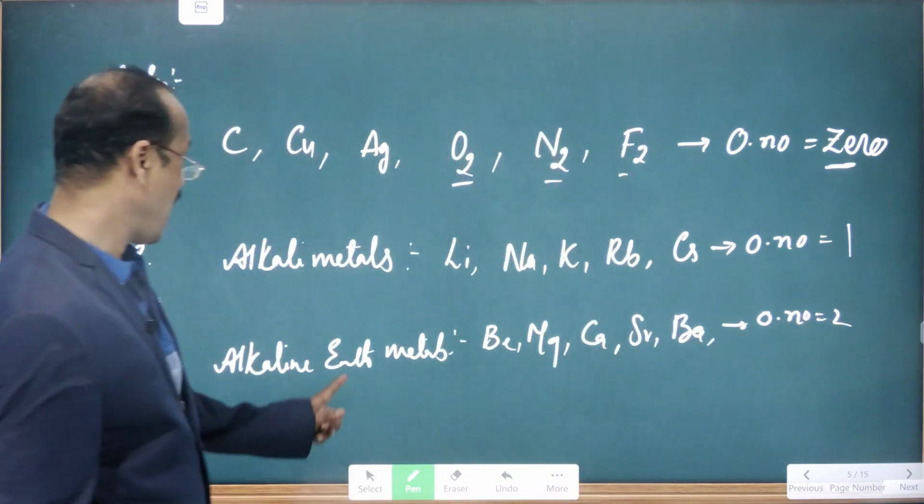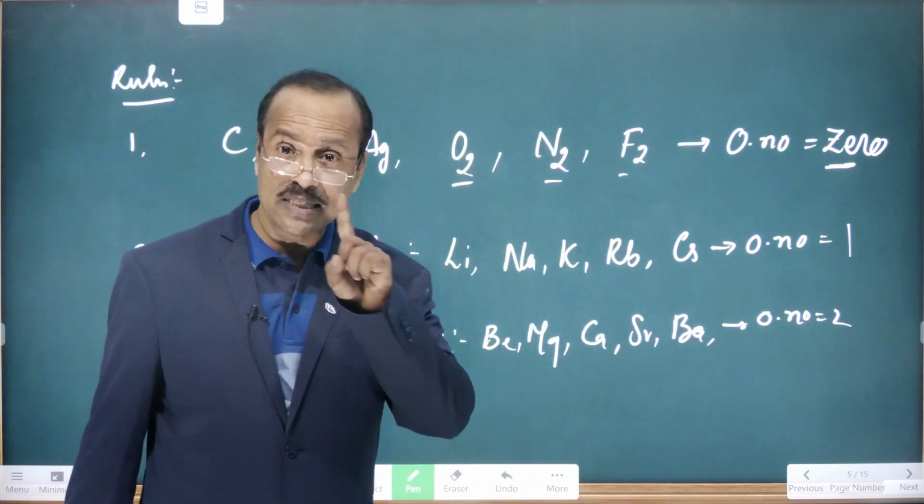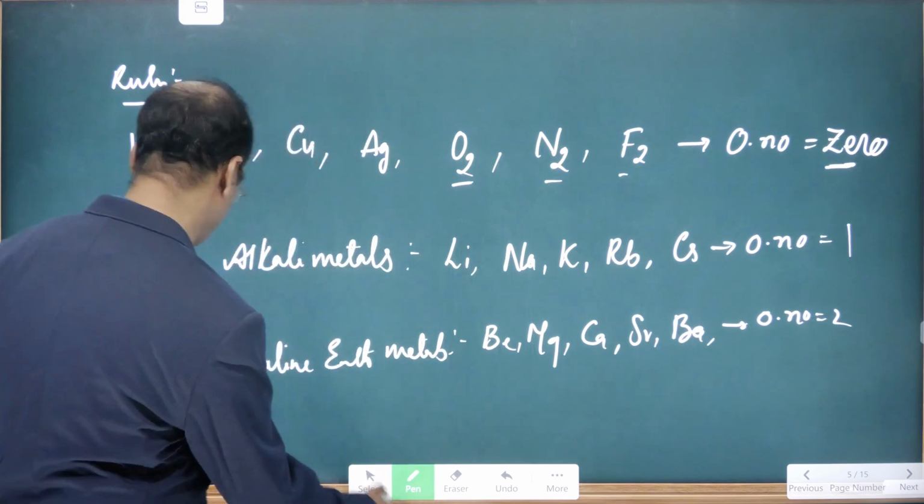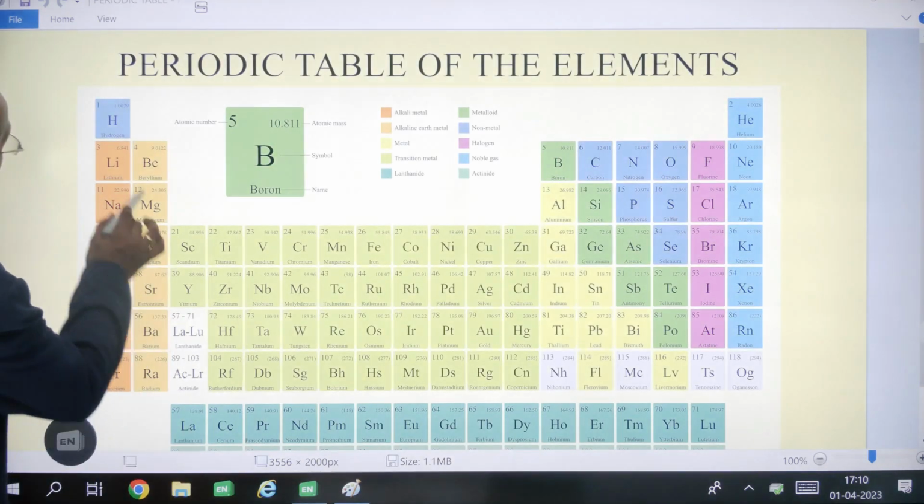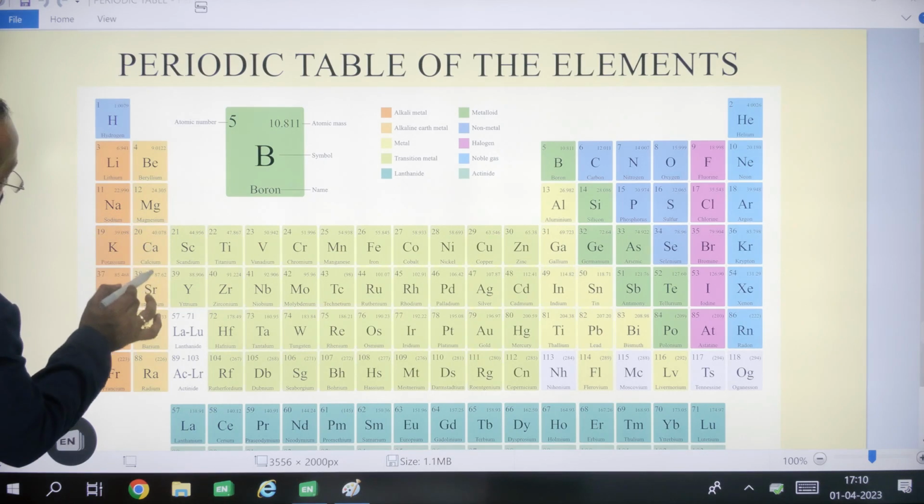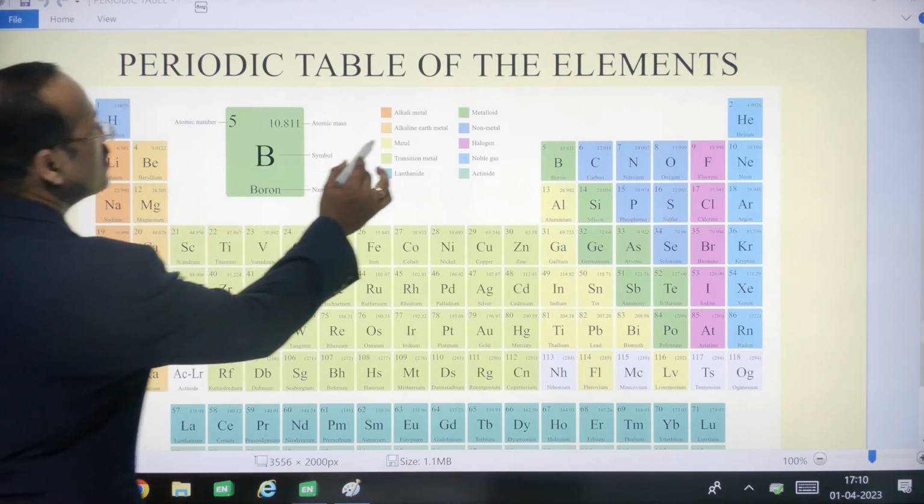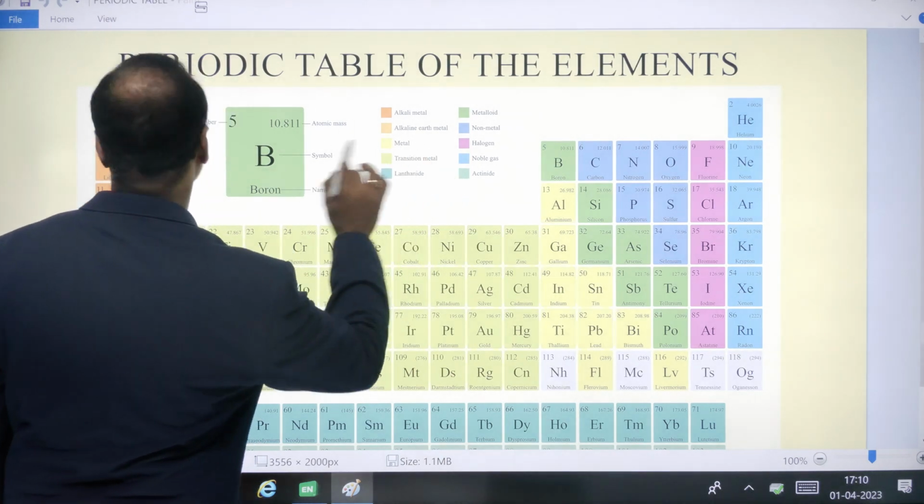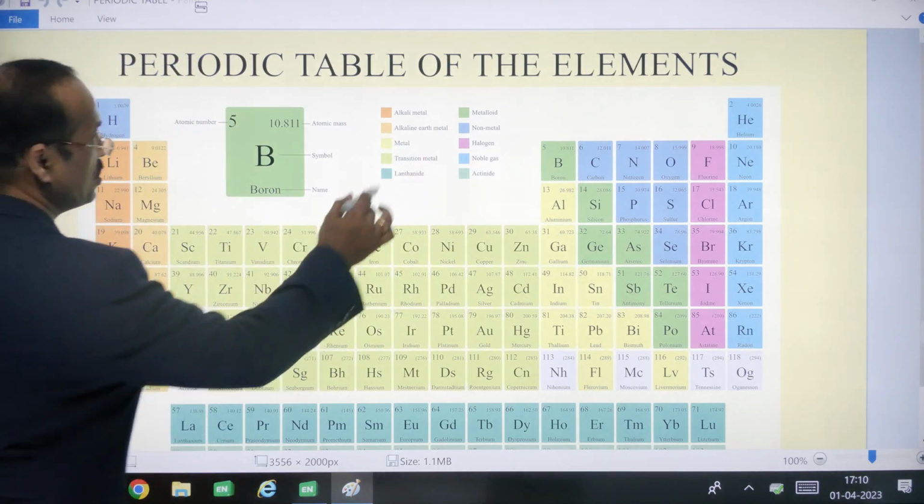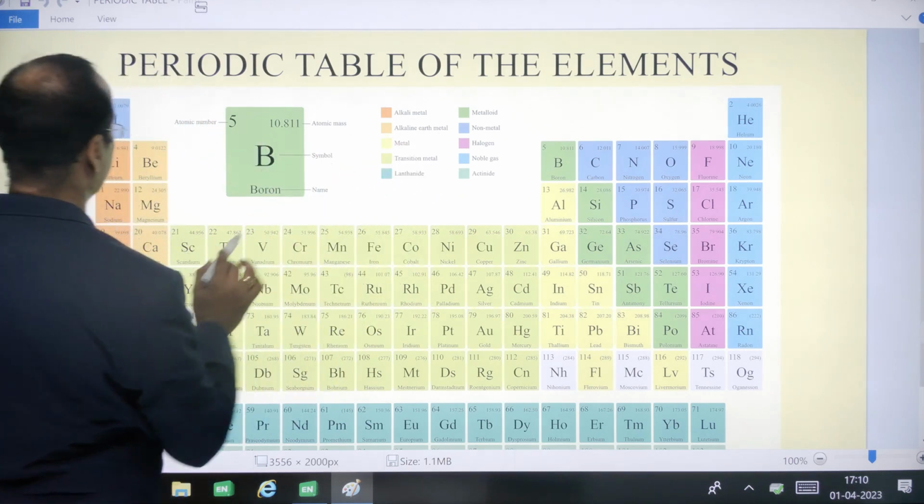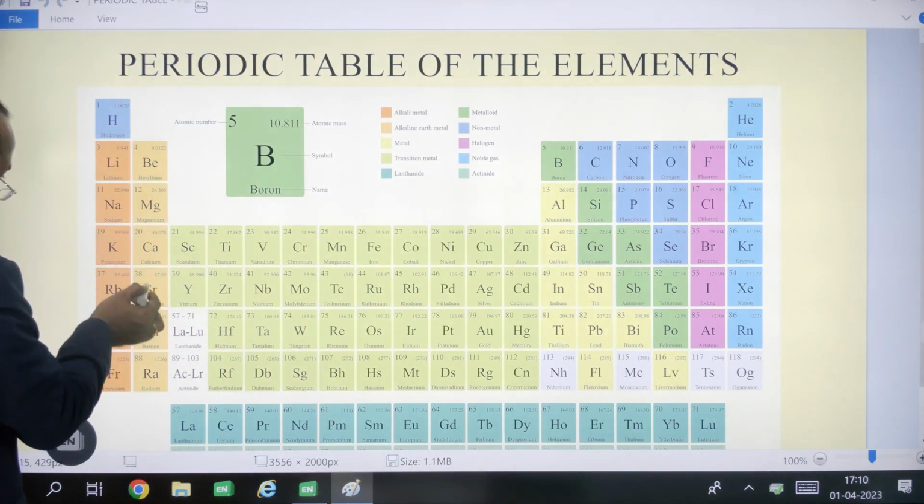Which elements? Alkaline earth metals. Where are they present? They are present in the second group of the periodic table. So, see here, beryllium, magnesium, calcium, strontium, barium, radium. These are the second group. So, second group elements are called alkaline earth metals. Can you see here? These are the alkaline earth metals.